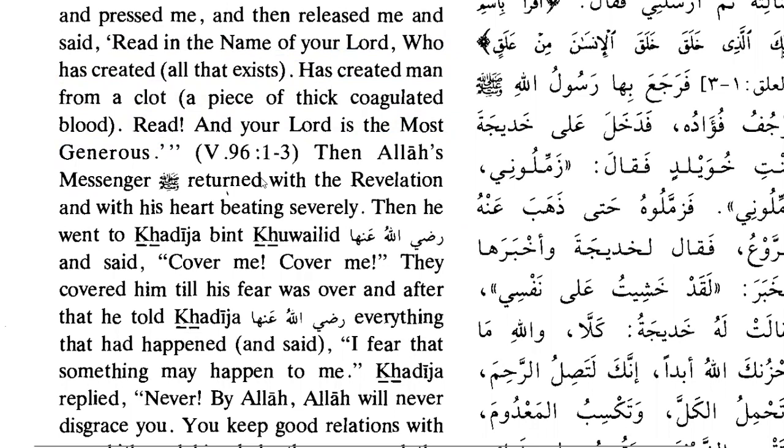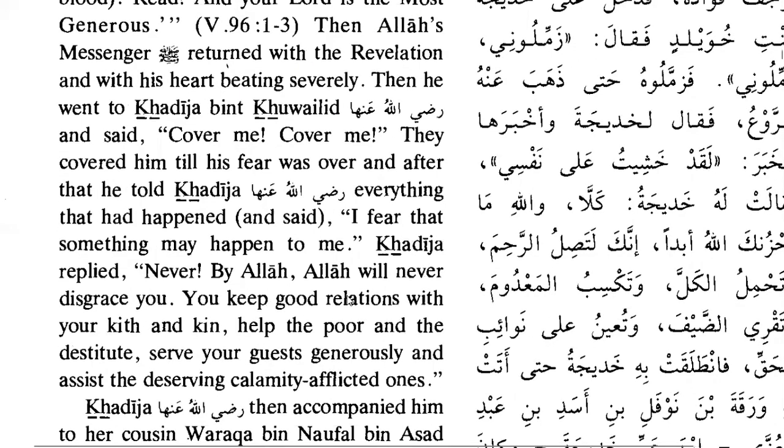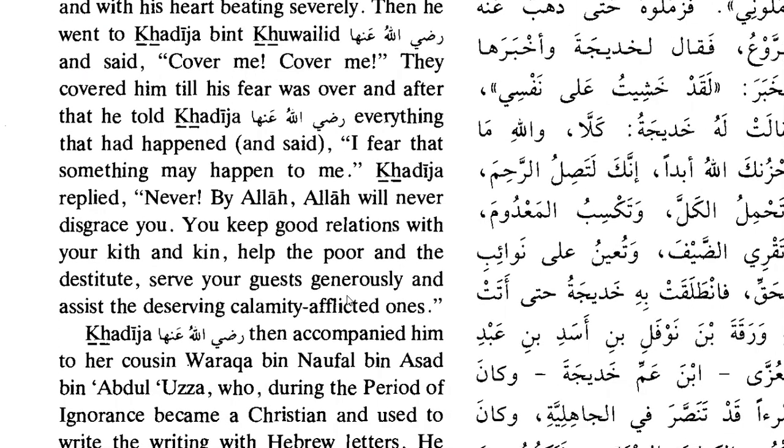Then Allah's Messenger, sallallahu alaihi wasallam, returned with the revelation and with his heart beating severely. Then he went to Khadija bint Khuwailid and said, "Cover me, cover me." They covered him till his fear was over. After, he told Khadija everything that had happened and said, "I fear that something may happen to me." Khadija replied, "Never. By Allah, Allah will never disgrace you."